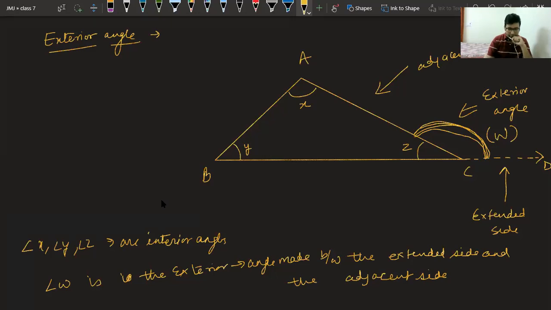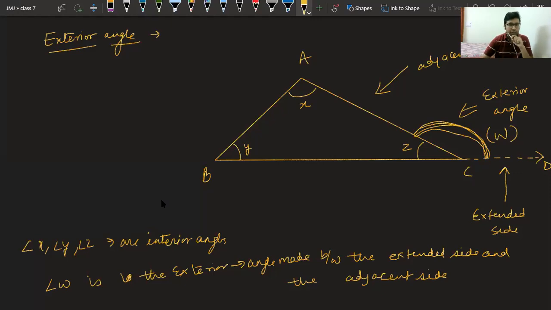Please try to explain this concept. What is the relation between exterior angle and this W? Very good, Rachit. I want the relation, beta. W is equal to... please explain. W is equal to, very good, Bani, very good.